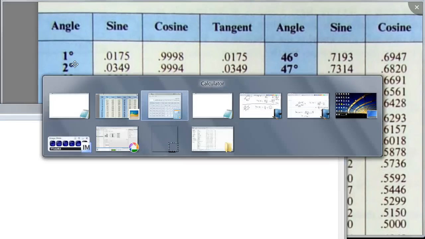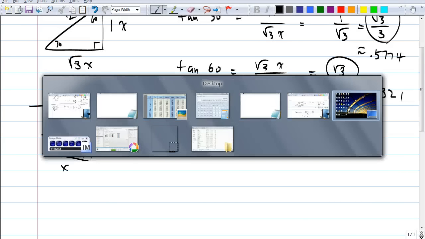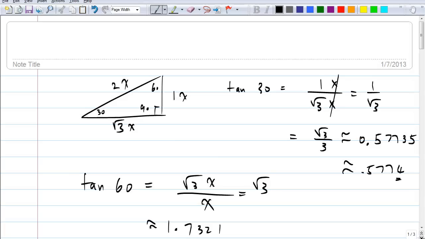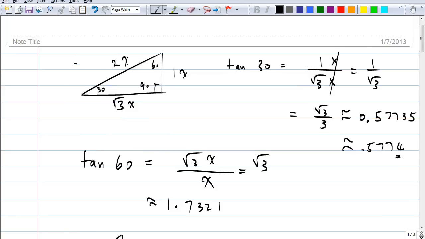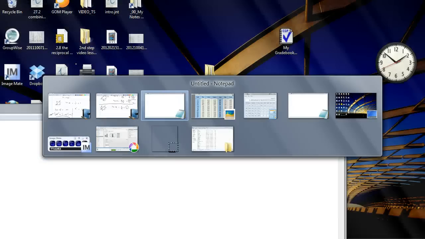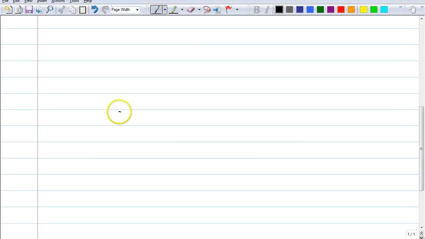Yeah, Brandon? Yeah, there's a way to go reverse, or it's called inverse. Okay, so let's look at how to do that. Let me show you. The way to do that is, we had tangent of some x degrees equal to 0.04, right?